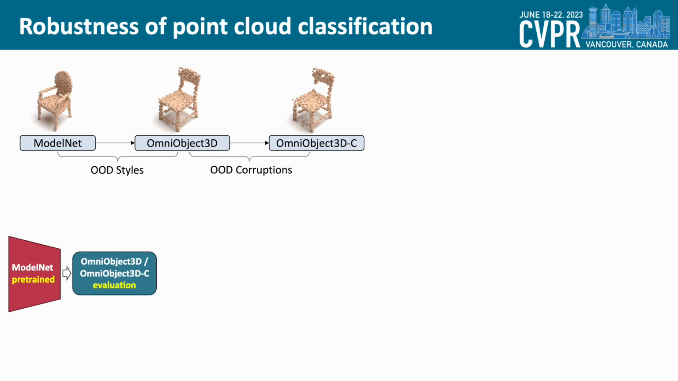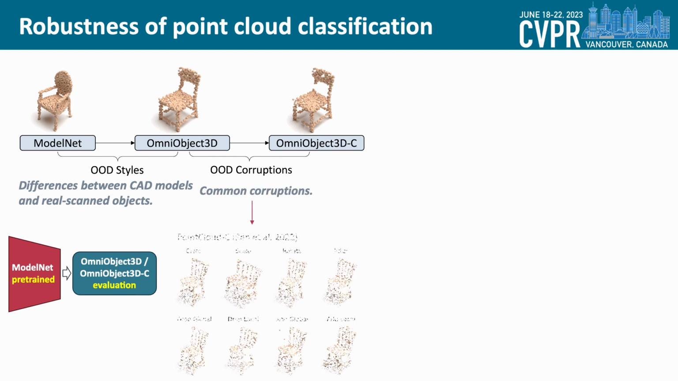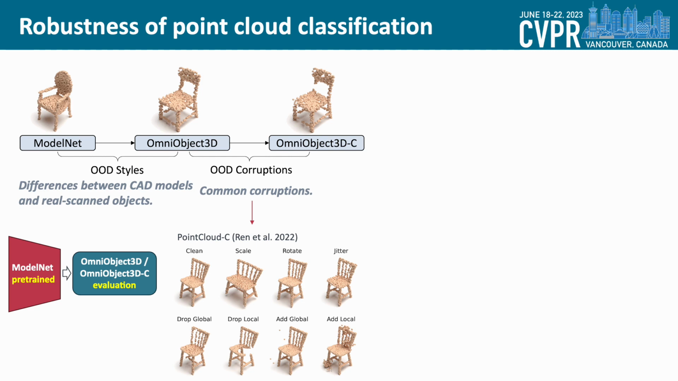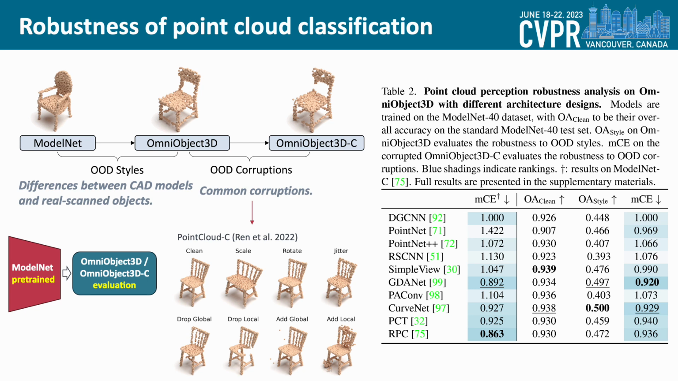First, we show how OmniObject3D boosts robustness analysis of point cloud classification by disentangling the following 2 critical challenges. Out-of-distribution styles are raised by the difference between CAD models and real-scanned objects. Out-of-distribution corruptions are introduced by common corruptions following the ModelNet-C dataset. We benchmark 10 state-of-the-art point cloud classification models in the table and reveal that robust point cloud perception models against both challenges are still underexplored. Please refer to the paper for more details.